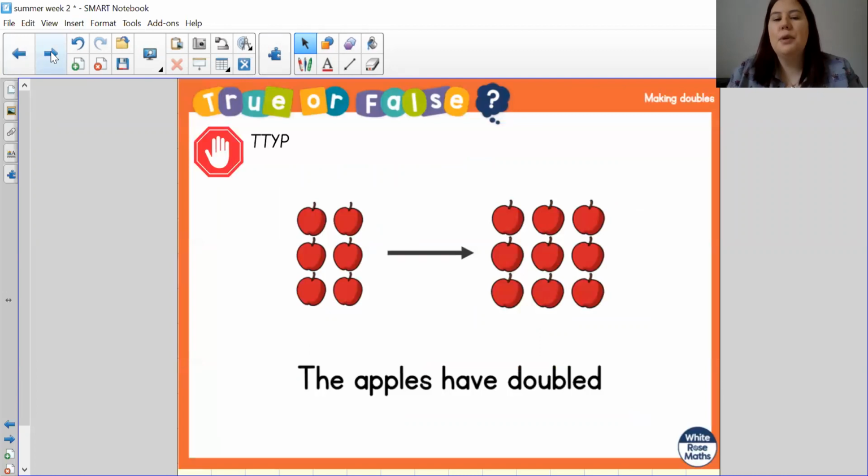So the first thing we're going to focus on today is our true or false question. So the apples have doubled. So I have said to stop the video. You don't have to stop the video, but I would like you to have a think about the answer. So does this amount of apples double to represent this amount? So if you haven't solved it yet, please pause and I'm going to move on to the answers.